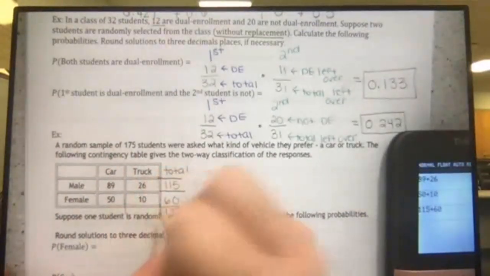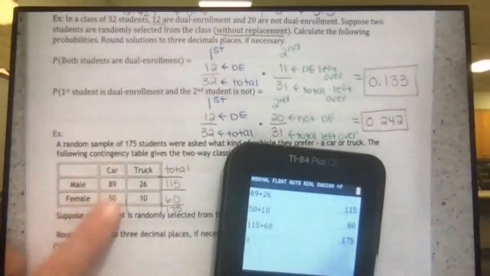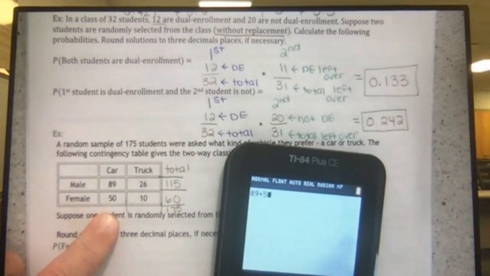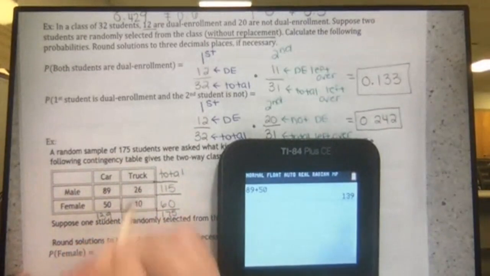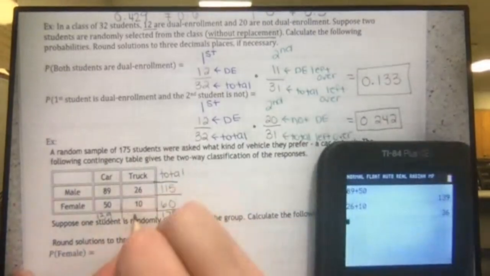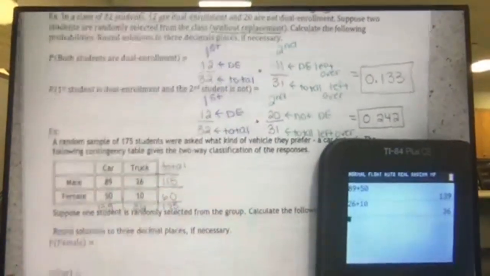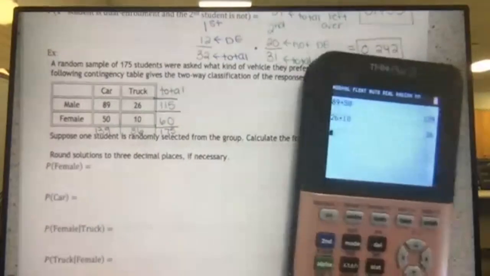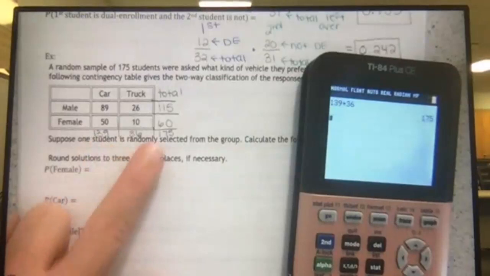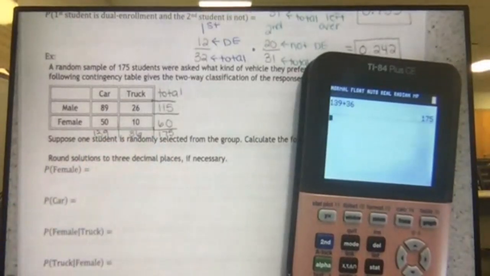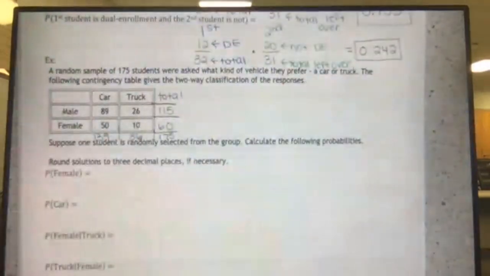Same thing for car versus truck. How many people said car in general? I don't care male or female. So 89 males plus 50 females together would give me 139 people said car. And 26 plus 10 would give me 36 people said truck. Adding that up just to check our work, 139 plus 36 should give me my total of everyone, which is 175, which it does. So here's everything that I need on my chart.